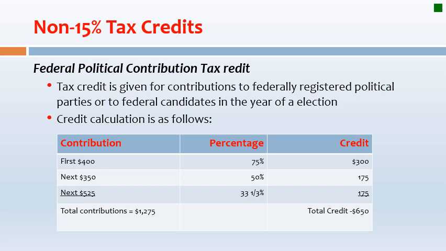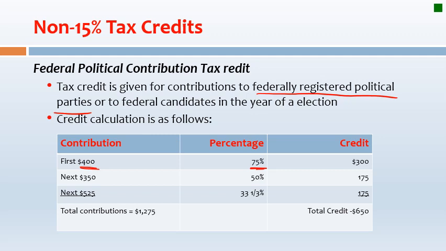People sometimes confuse this with charitable donations. Note that political parties are not a registered charity, so there's a different calculation of the credit. This is a credit given for contributions to federally registered political parties or federal candidates in the year of an election. Here's how you calculate the credit. The first $400 that you contribute has a 75% inclusion rate, which is much, much different than the usual 15%. So you get quite a decent sized credit for this.